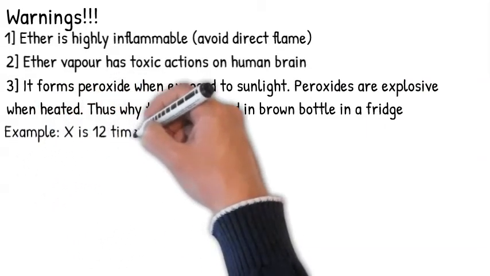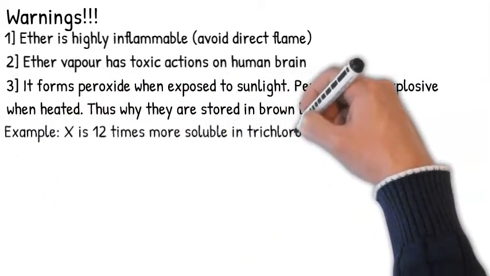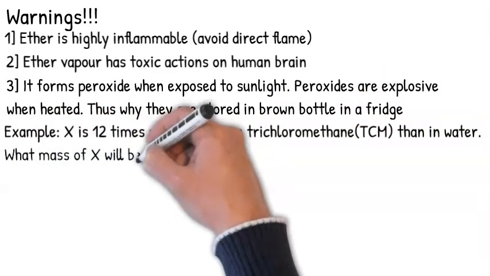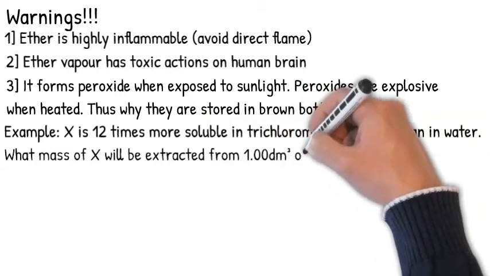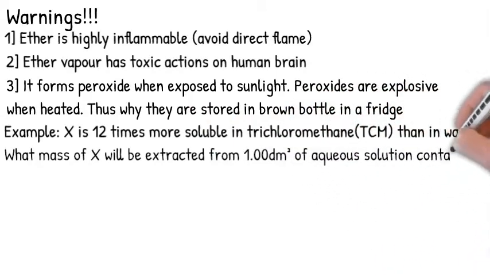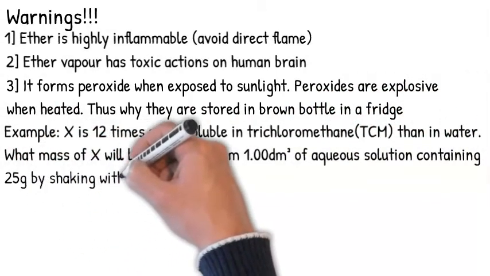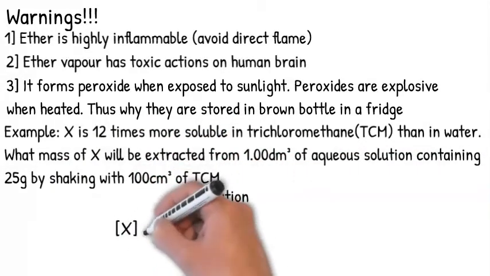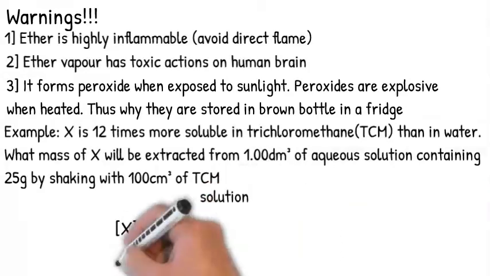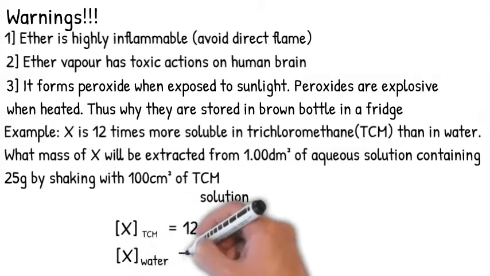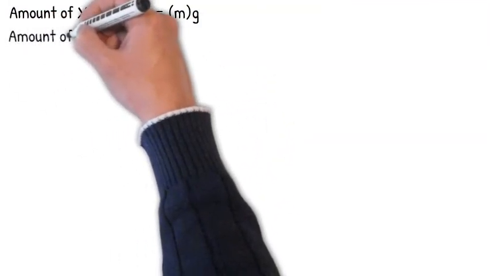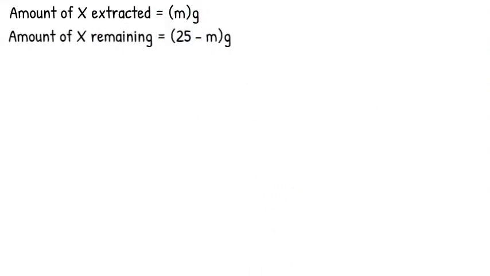Example: X is 12 times more soluble in trichloromethane than in water. What mass of X will be extracted from 1 decimeter cubed of aqueous solution containing 25 grams by shaking with 100 centimeter cubed of trichloromethane? Concentration of X in trichloromethane equals 12A. Concentration of X in water equals A. Amount of X extracted equals m gram. Amount of X remaining equals 25 minus m gram.